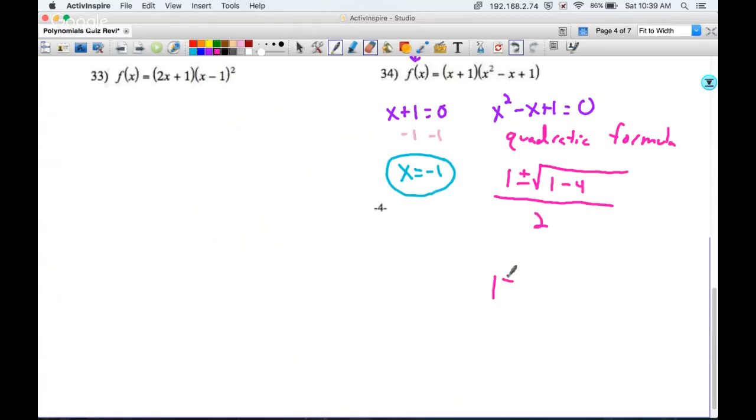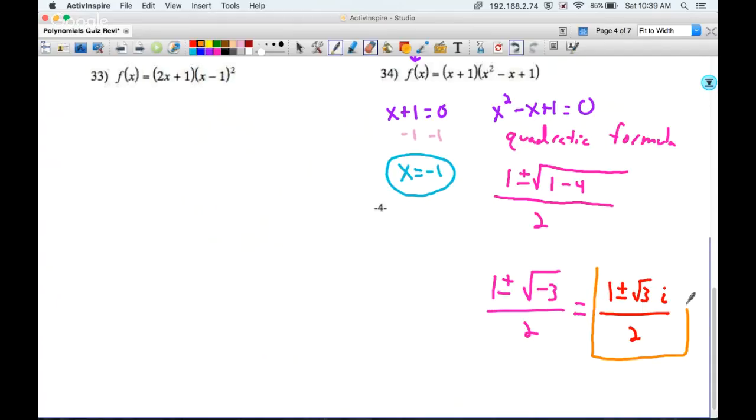So if you have 1 plus or minus the square root of negative 3 all over 2, which equals, and this is going to be our final answer here, 1 plus or minus the square root of 3i all over 2. So that negative jumps out and becomes an i. Everything else can stay the same. We can't really simplify this too much more other than just distributing that division, but I'm going to leave it like that.